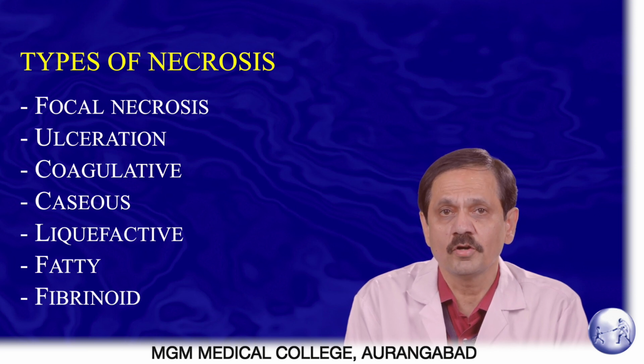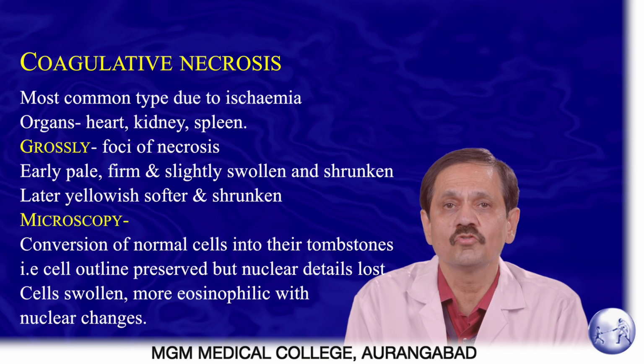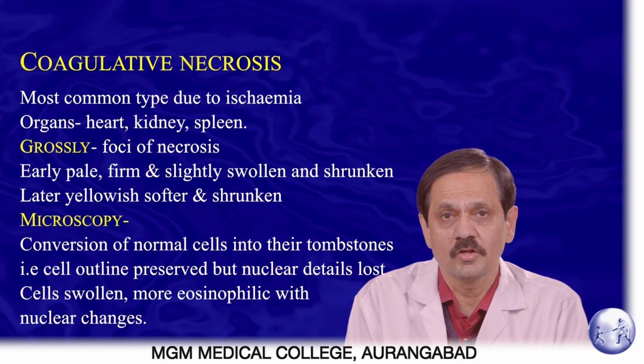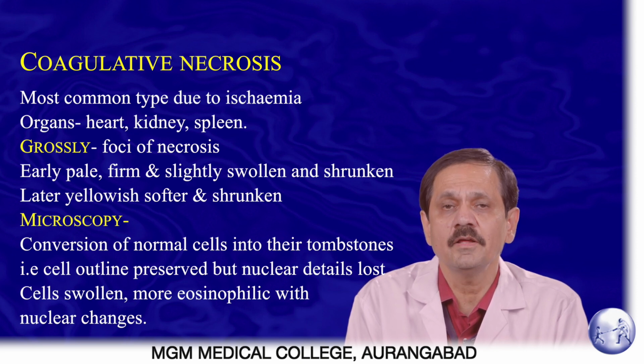Third, the most important type, is called coagulative necrosis. This is commonly seen in solid organs like kidney, spleen, liver, etc. Here the commonest cause is ischemia. On gross examination, it is dull in appearance, yellow in color, and pyramidal in shape. In the pyramid, the broader surface is towards the periphery and the small surface is towards the apex.